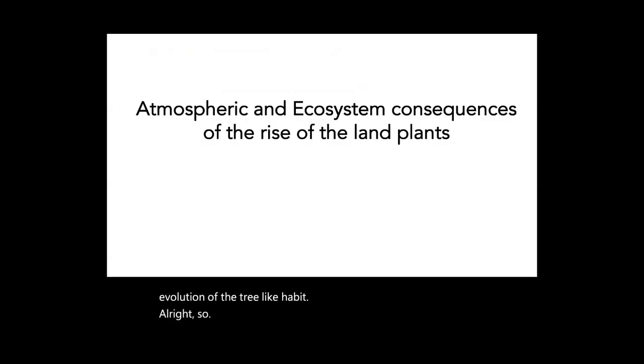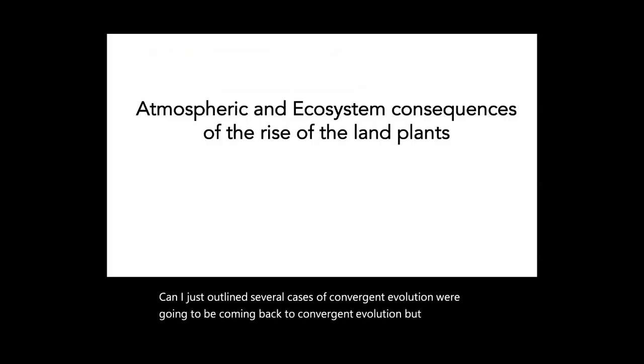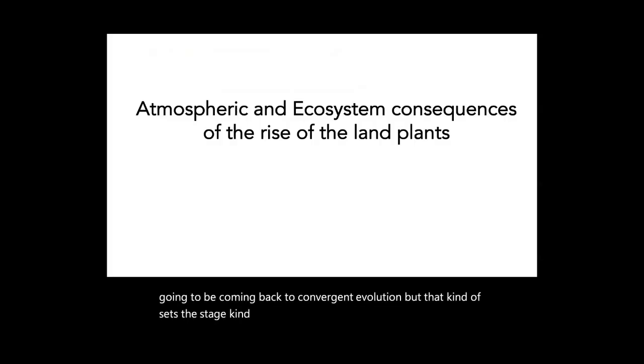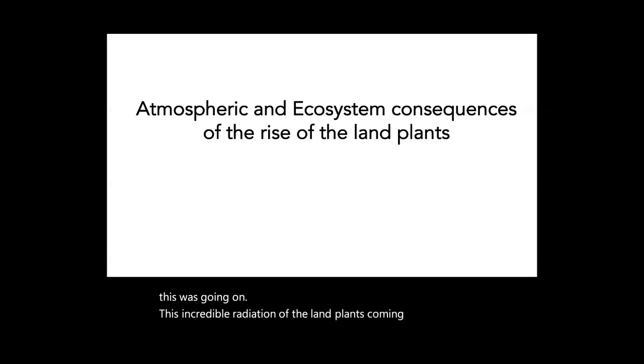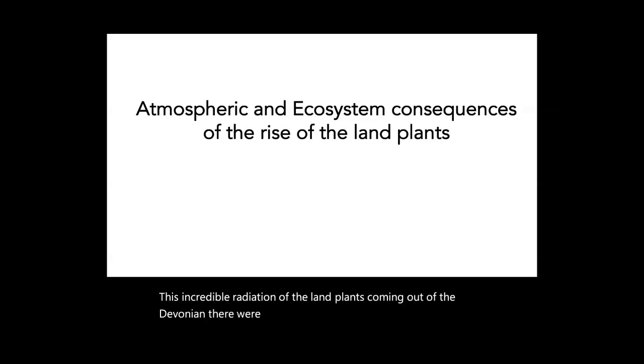I just outlined several cases of convergent evolution. We're going to be coming back to convergent evolution, but that sets the stage, describing this explosive radiation of land plants in both the microphyll line and the megaphyll line. And as this was going on, this incredible radiation of the land plants coming out of the Devonian, there were other huge implications for the entire biosphere as well as the entire planet.